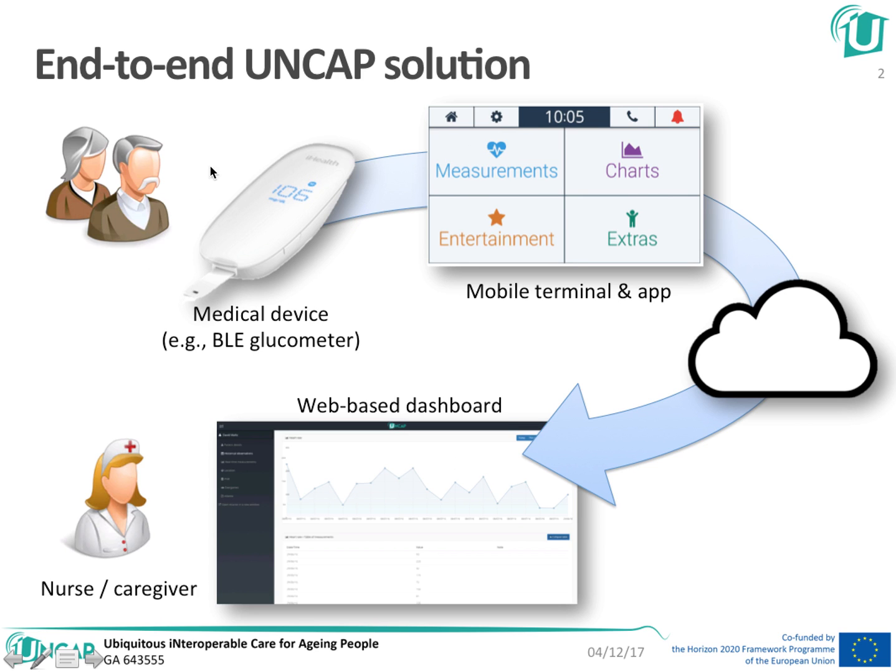For example, the elderly person is using a Bluetooth glucometer, interconnected with the Android application. The Android app Uncap Box runs on basically any Android hardware, smartphones, tablets, or even set-top boxes, and the data from the Android app is pushed to the backend, from where it is loaded into the web-based dashboard and can be inspected by a professional.